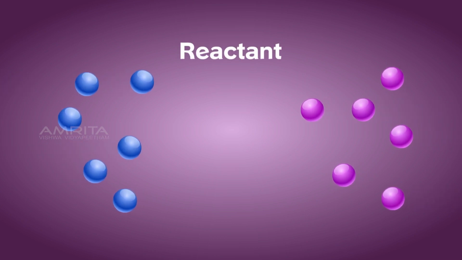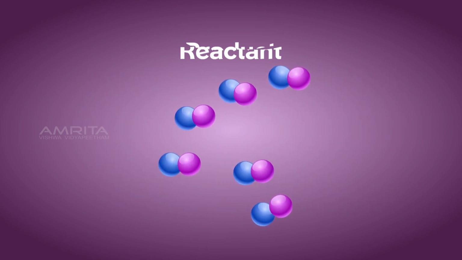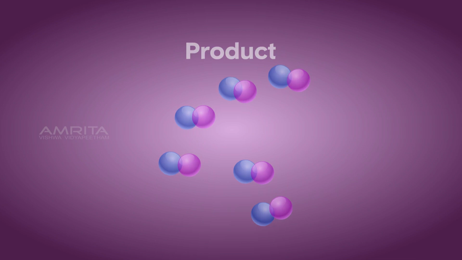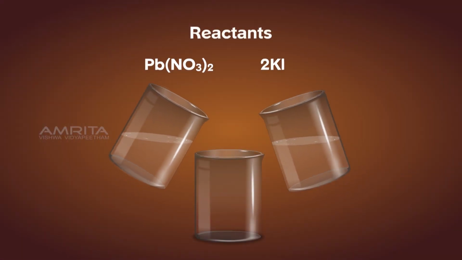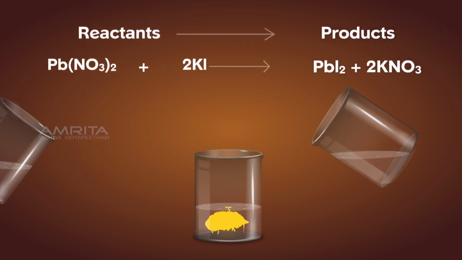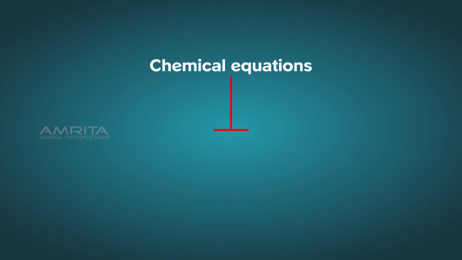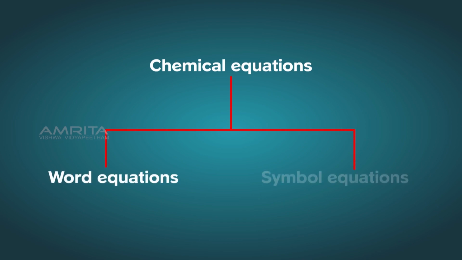The substances that react during a chemical reaction are called reactants, and the substances that are newly formed during the chemical reaction are called products. Chemical reactions are also explained through equations. Equations link the reactants with the products. Chemical equations are of two types: word equations and symbol equations.